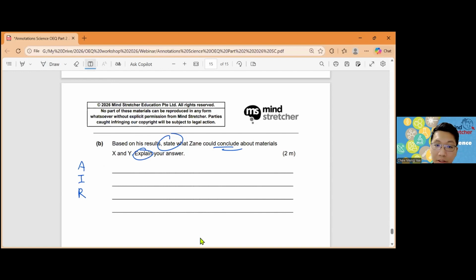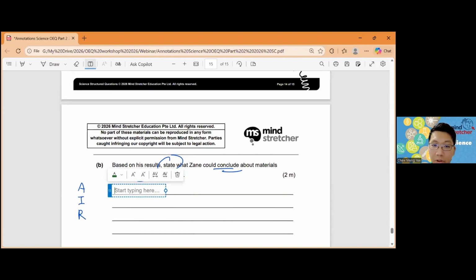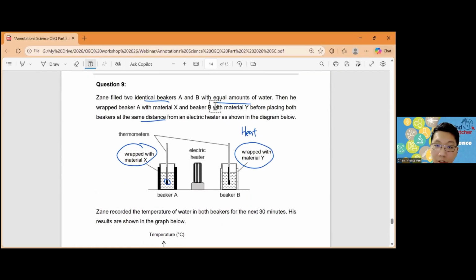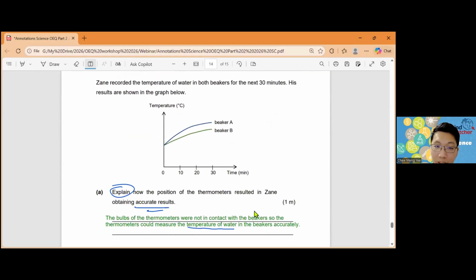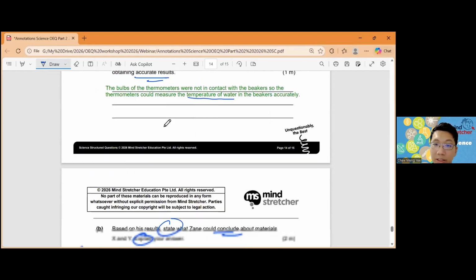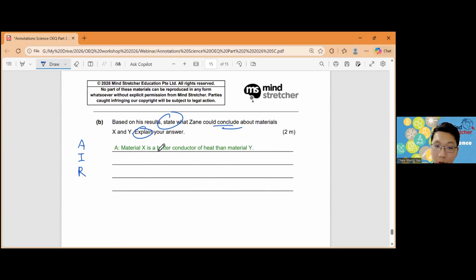So the first thing here, the conclusion must be this, right? They ask about the materials. Okay, so this question is on heat conductivity. So if beaker A temperature is increasing faster, so it must be a better conductor. A must be a better conductor. It gains heat faster. So we can conclude it is a better conductor.